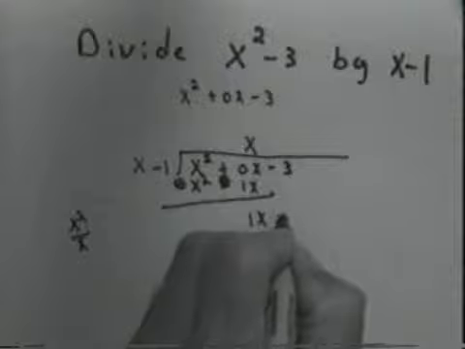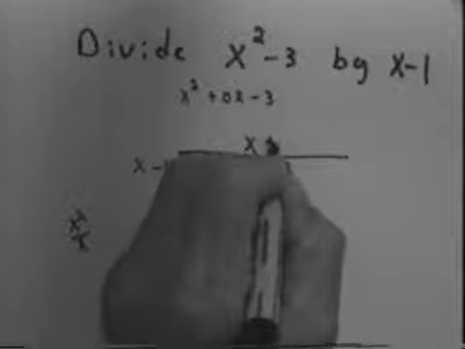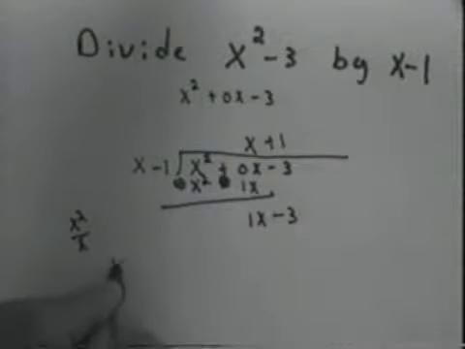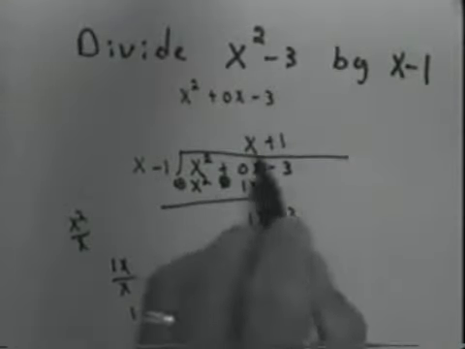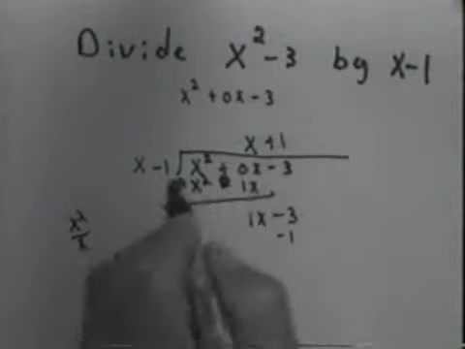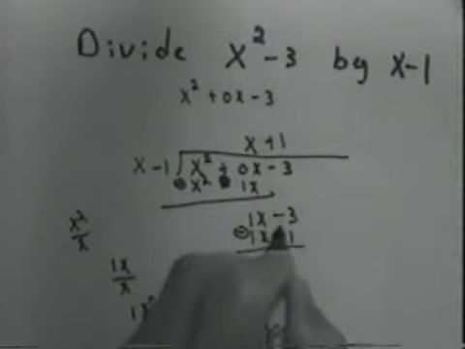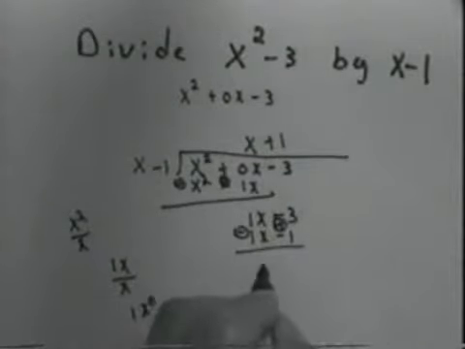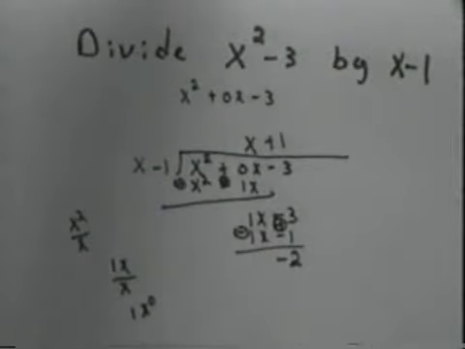Once I subtract, I bring down. And I divide. X into 1x is 1. So you're doing 1x divided by x. That would be 1x to the 0, which is 1. Anything raised to the 0 power is 1. 1 times 1 is 1. Once I divide, I multiply. A positive 1 times a negative 1 is a negative 1. A positive 1 times x is a positive 1x. Add the opposite. The x's will cancel. A negative 3 plus 1 is negative 2.